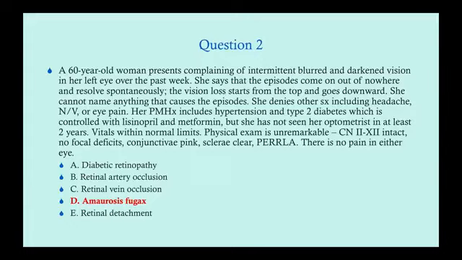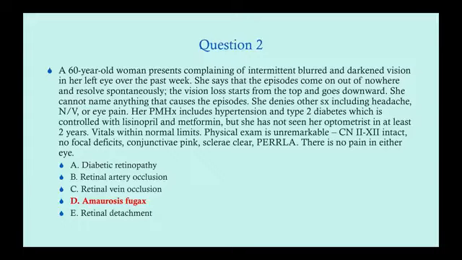If you looked on fundoscope with diabetic retinopathy, you'll see cotton wool spots and flame hemorrhages. And if you want to know more about this, go back to my ophthalmology lectures. I talk about this a lot.